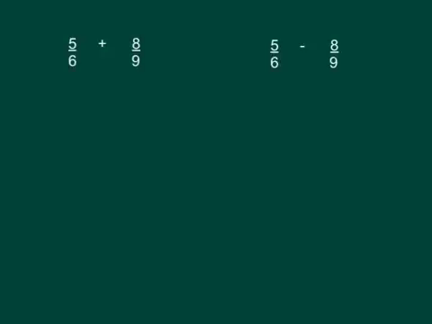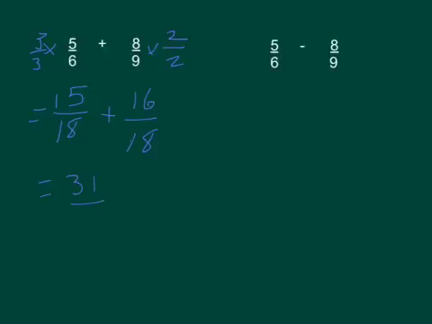So that means that 6 times 3 is 18. So we would multiply the first fraction by 3/3 to get our denominator of 18. And on the right side, multiply by 2/2 to get our 18 again. So that means that we then have 15/18 plus 16/18 for a total of 31/18. And you can change that to a mixed fraction. I'm happy to leave it there for today's exercise.